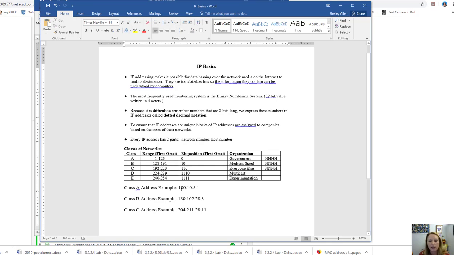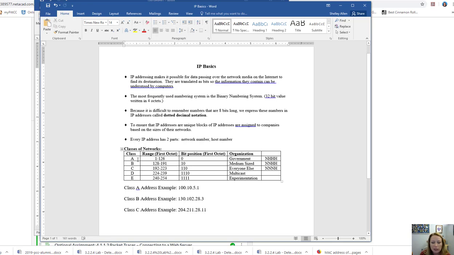So that's what makes this first example fall in a Class A category, because it begins with 100. The 100 falls in that range of 1 to 126. The Class B address example falls in the range of 128 to 191, making it a Class B address. Class C just follows suit here, so it's a 204, which falls between 192 and 223, so it makes it a Class C address.